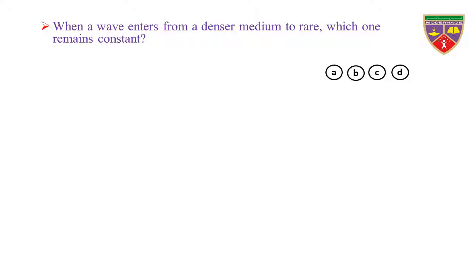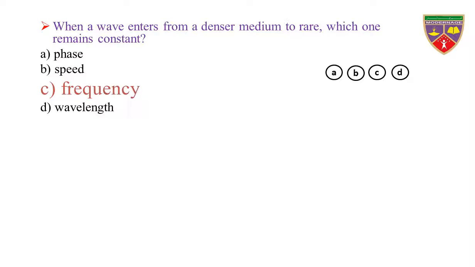When a wave enters from a denser medium to a rarer one, which one remains constant? Option A, phase. Option B, speed. Option C, frequency. Option D, wavelength. The key is frequency. Therefore, the correct option is C.